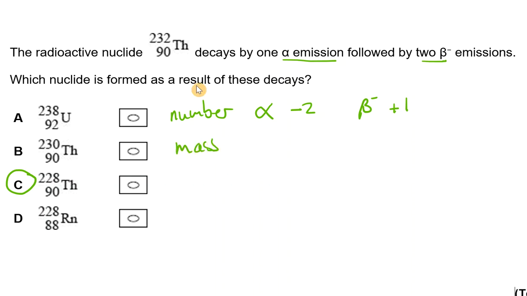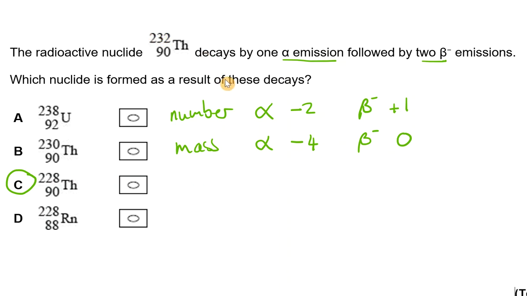What happens to the atomic mass? Well, atomic mass is a number of protons and neutrons, and when alpha decay occurs, 2 protons and 2 neutrons are emitted, so the mass decreases by 4. With beta minus decay, there's no change in the atomic mass because there's a neutron changing into a proton, so the total number of nucleons remains the same.